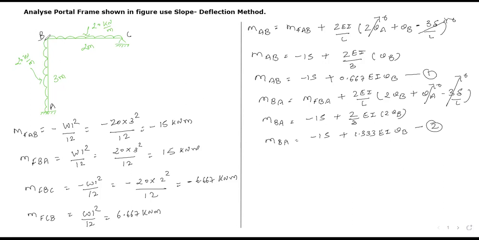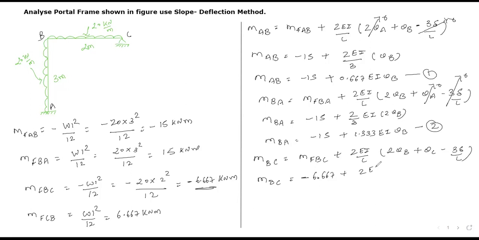Next, in the same way we are writing the equation for BC. So MBC equals MFBC plus 2EI divided by L, twice theta B plus theta C minus 3 delta by L. So we will get MBC equals, we have already calculated MFBC, minus 6.667 plus 2EI by 2.